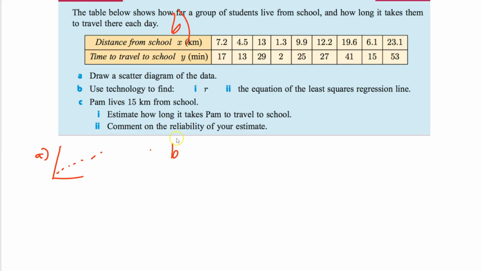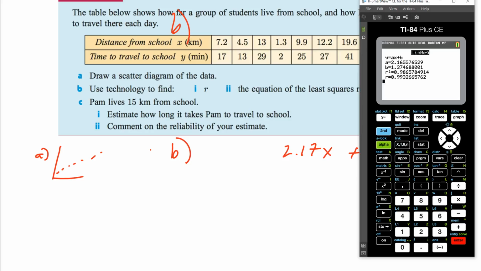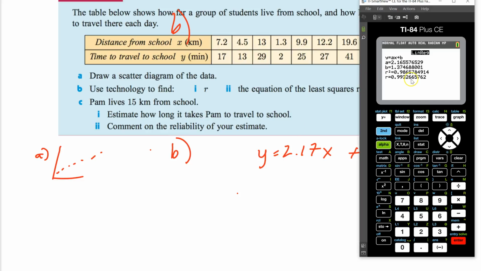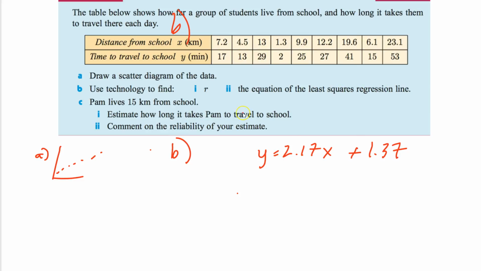So we're going to have 2.17x plus 1.37. So that's my equation. I've pulled up the R. R is 0.993, which is very strong, as I suspected. 0.993. So all right, we have a very strong correlation. We have our equation here. So there's A and B.